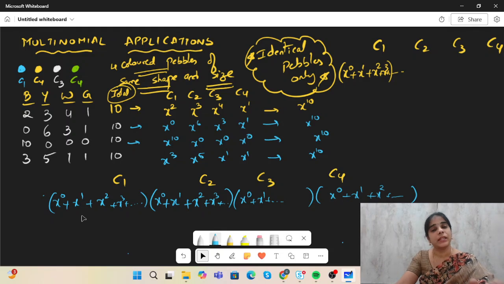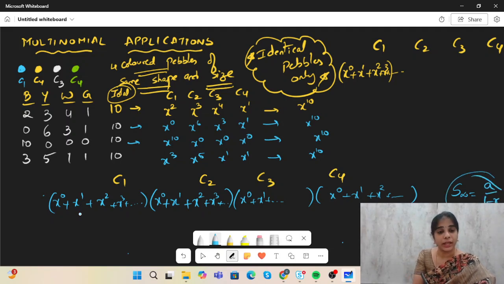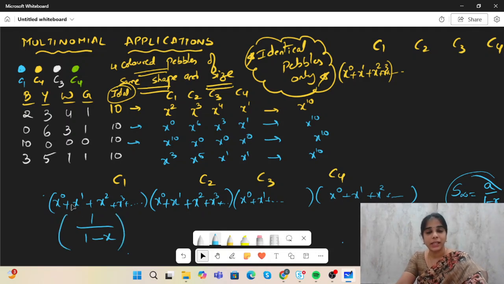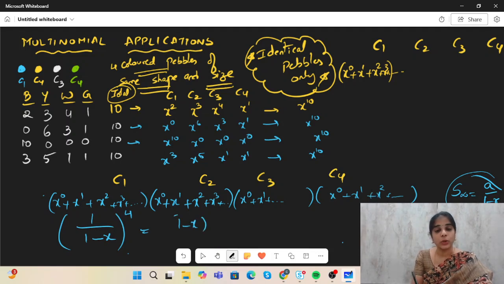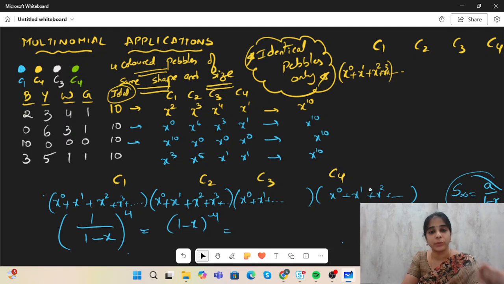So the sum of an infinite GP is A by 1 minus R, that is the formula, right? So your A is x to the power 0, so 1 by 1 minus R, and R is the same as your x. Whole to the power, how much? See, the same value is repeated. I have taken 4 such colors, so I will take it to the power 4. So can I write the same as 1 minus x whole to the power minus 4 there?